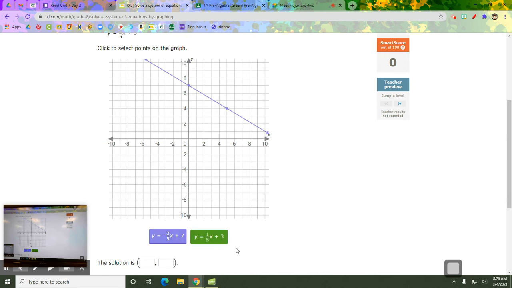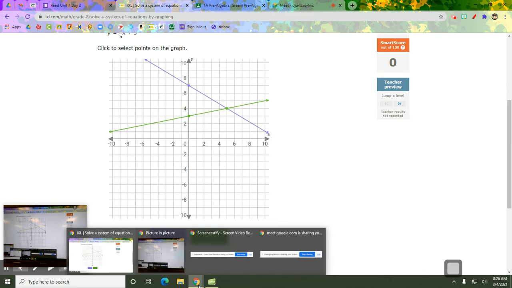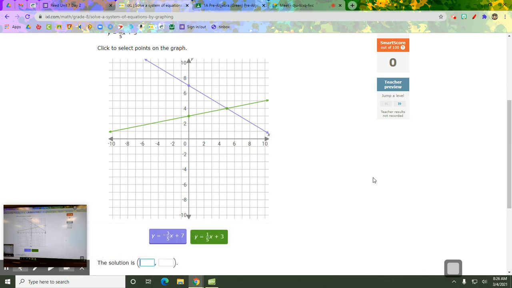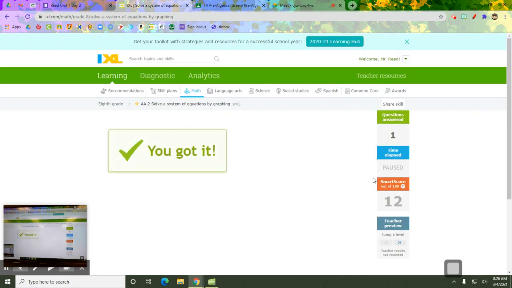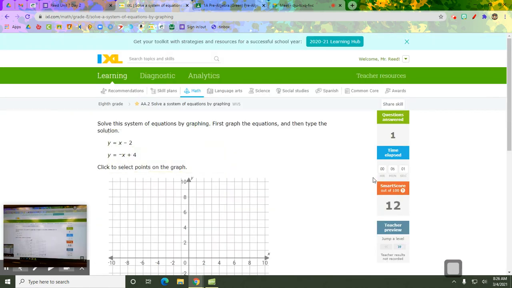We'll click on our green one. My y-intercept is 3. I'm going to go up 1 over 5, which is there. And it gives me my solution of, whoops, get out the way there. We said 5, 4. You got it. All right.